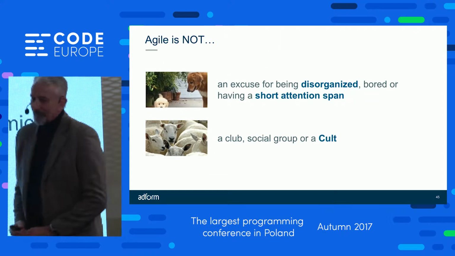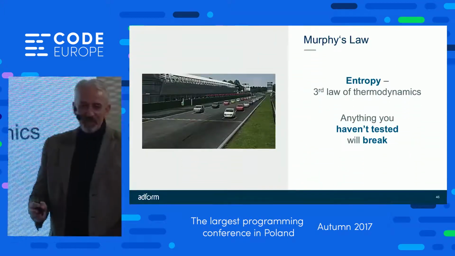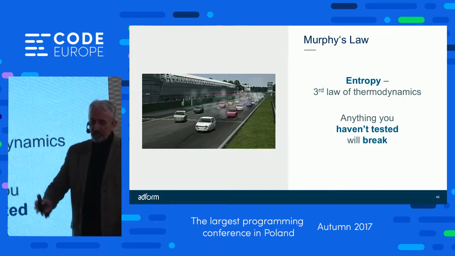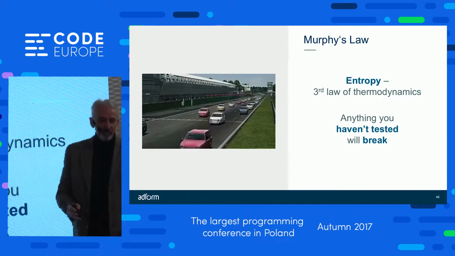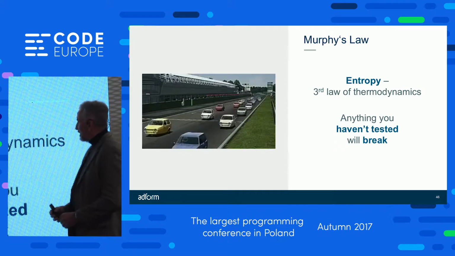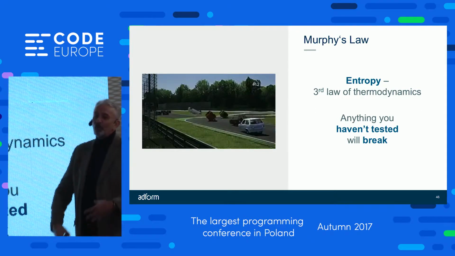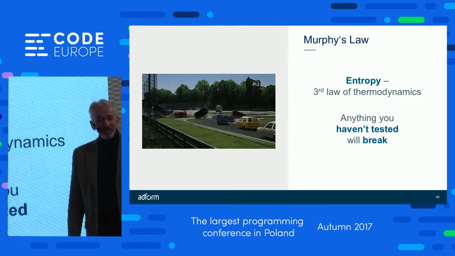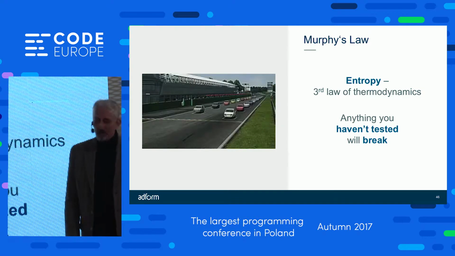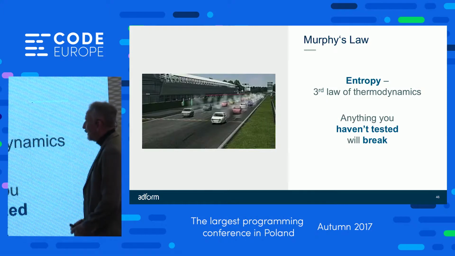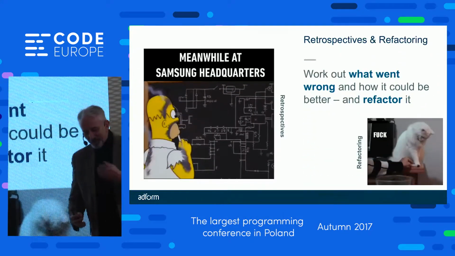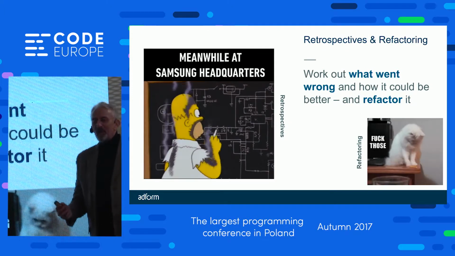Okay, Murphy's Law. Anything you haven't tested for the last year will break, even if you haven't touched the code. It's called entropy, law of thermodynamics. So anything you haven't tested will break. Run your unit tests, run your integration tests, even if the test itself is 3 years old. You will break something. Okay, retrospectives and refactoring. There will be times when you screw up.